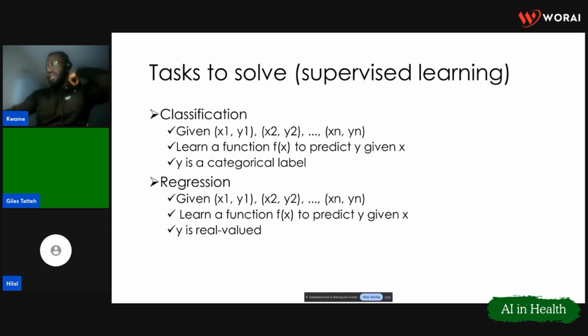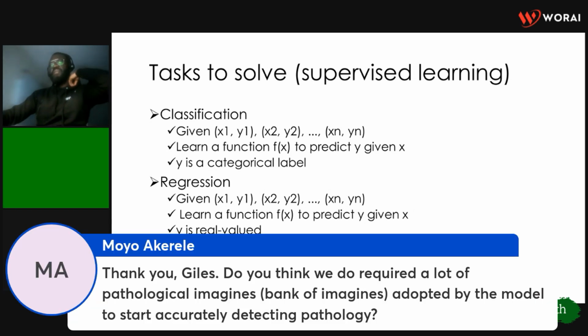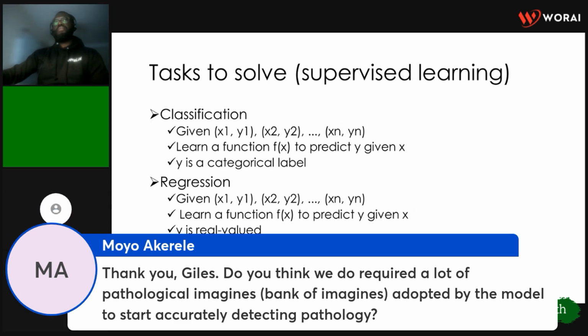Yeah, I think there's another question from Moyo. Yes. Do you think we do require a lot of pathological images, a bank of images, adopted by the model to start accurately predicting pathology? Yes, so this is a good question.